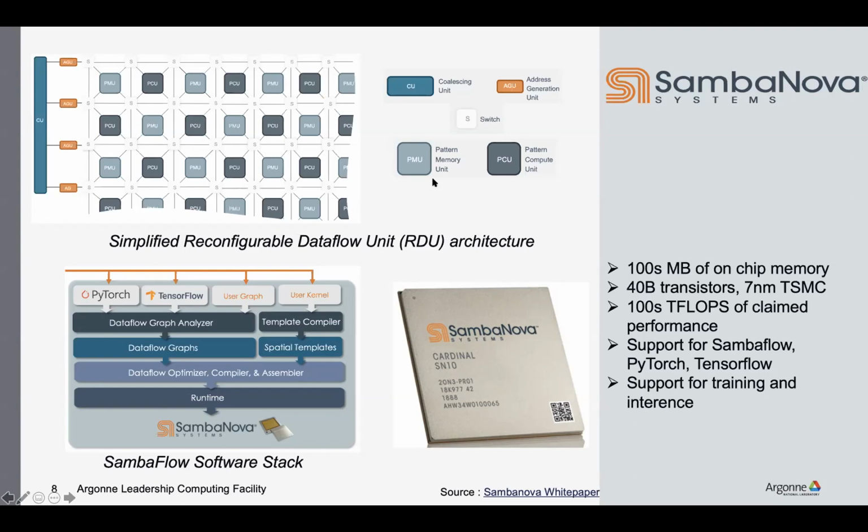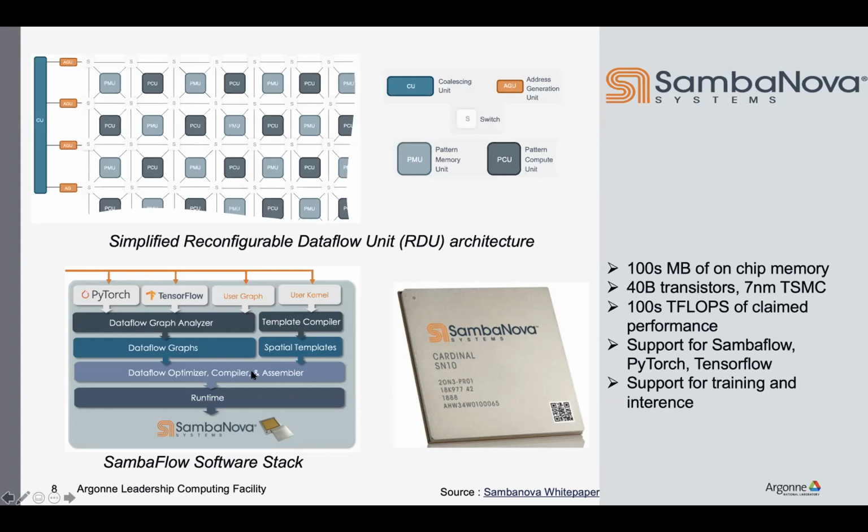Inside it, it comprises pattern compute units and pattern memory units, and all these units are connected through a switch, and data basically flows through it. They call this architecture the reconfigurable dataflow unit architecture. Not as much as Cerebras, but this chip also has about 100 megabytes of on-chip memory spread across these pattern memory units. It consists of 40 billion transistors, and it uses a 7 nanometer process for its construction. The claimed performance is hundreds of teraflops.